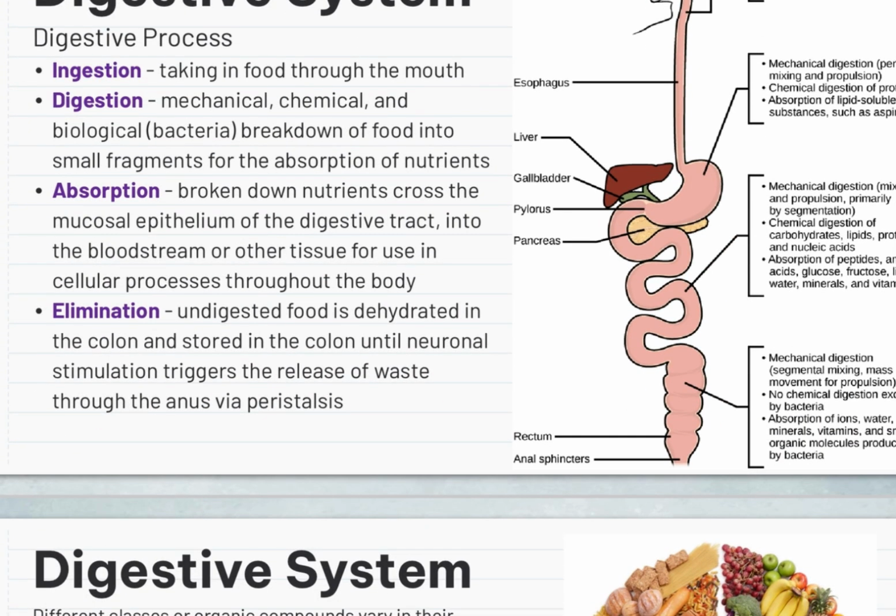Our digestive process. We've talked a lot about the parts that are involved, but what is the actual process? What are the steps we take? The first is ingestion, which is taking in food through the mouth. Next is digestion. It's the mechanical and chemical biological breakdown of food into smaller fragments for the absorption of nutrients.